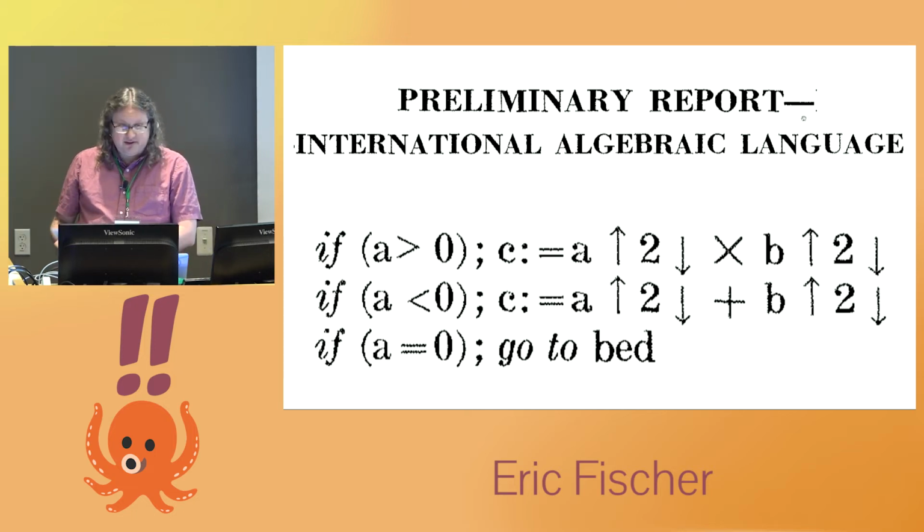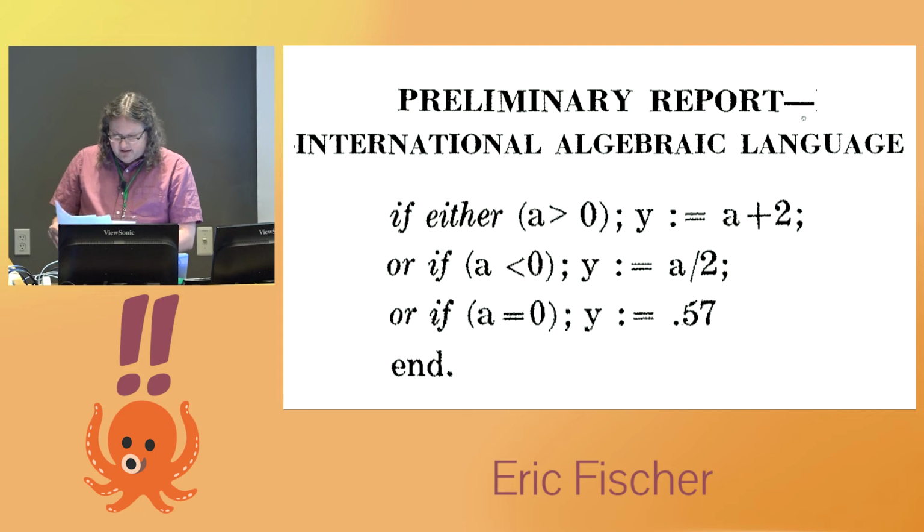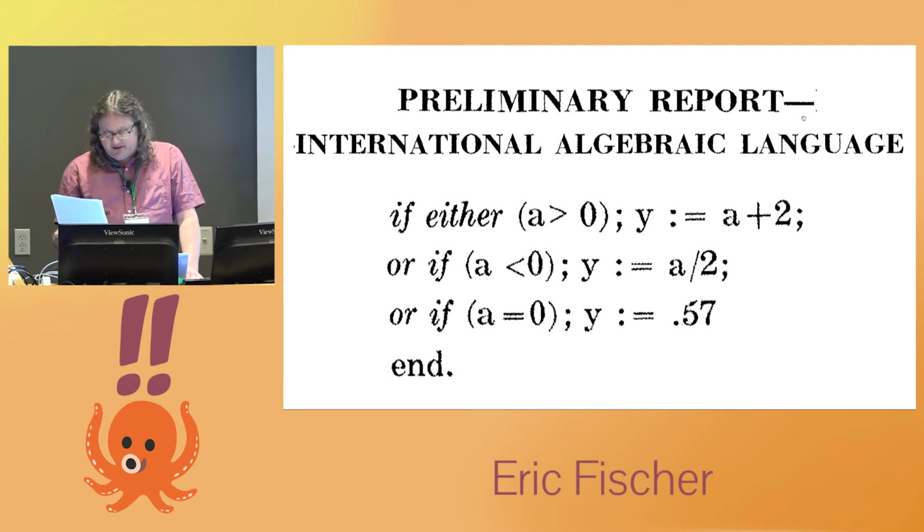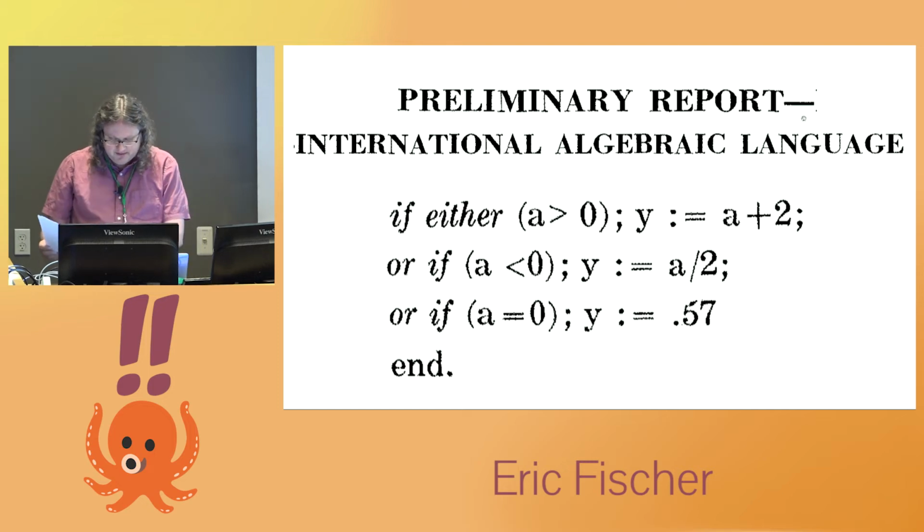There's nothing like else in this formulation of if. However, Algol 58 also had a second conditional form called if either. In this form, you could say or if to do the same thing that we now do with else if, but there's nothing equivalent to else by itself without another if.